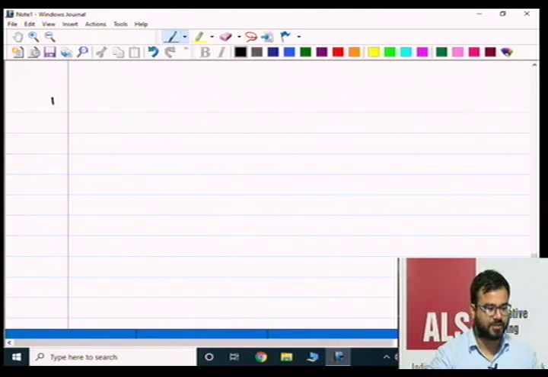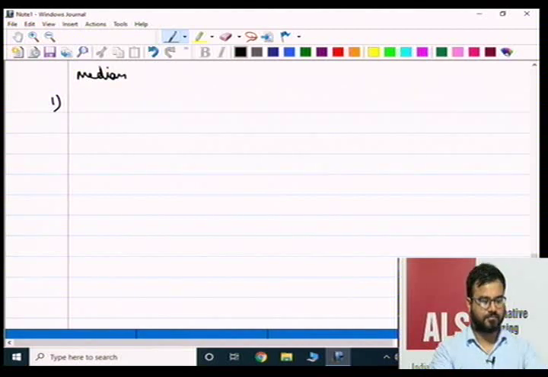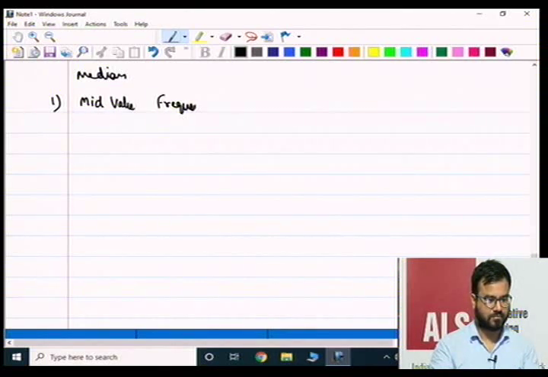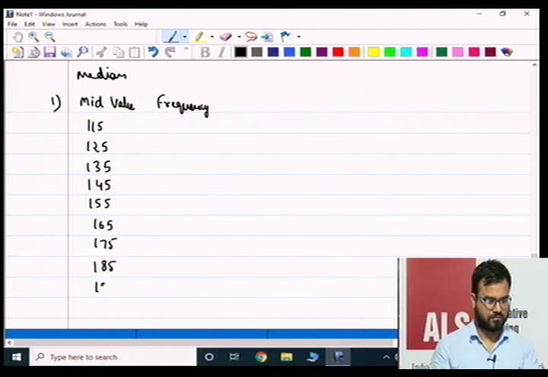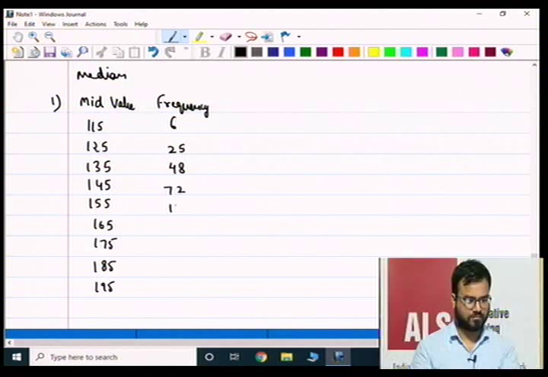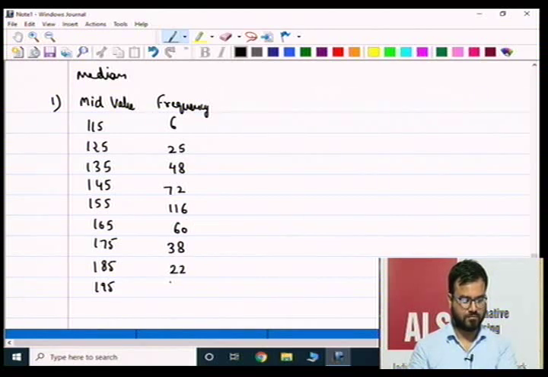Okay, now try this question. Again you have to find the median. Find the median of this data.